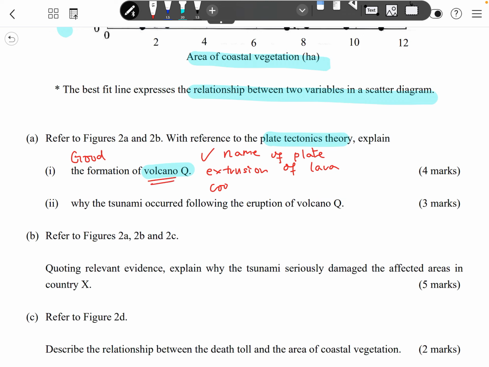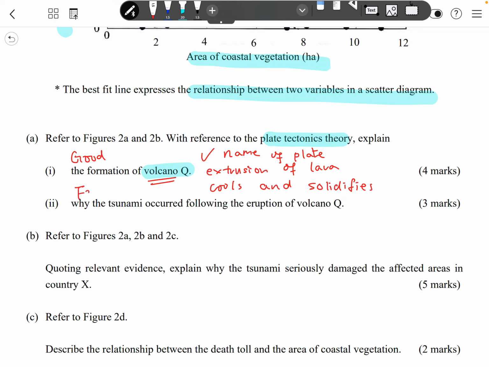Also, for how the lava forms the volcano, you need to use the words cools and solidify. So don't miss out these 3 points, but in general quite good. Most of you can get 4 points. So study the marking scheme, ensure that you don't miss out any key idea.